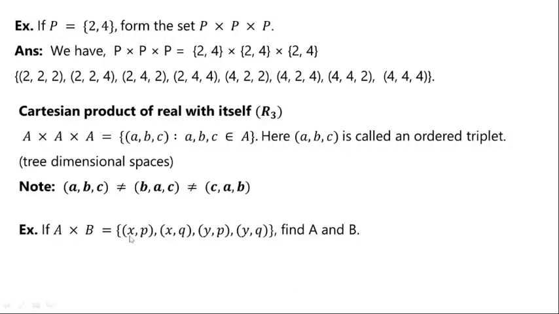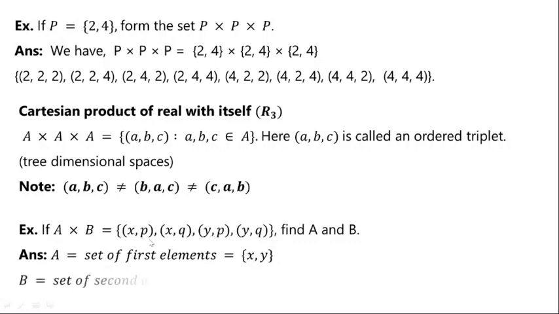Look once. All the first elements, or we may say the first components of the given ordered pairs, belong to our first set. So set A is given by the first components of the ordered pairs in the set A cross B, that are x and y. So our first set A is (x, y). Similarly, the second components belong to our second set B. Which are the second components? P and Q. So set B is given by (P, Q).